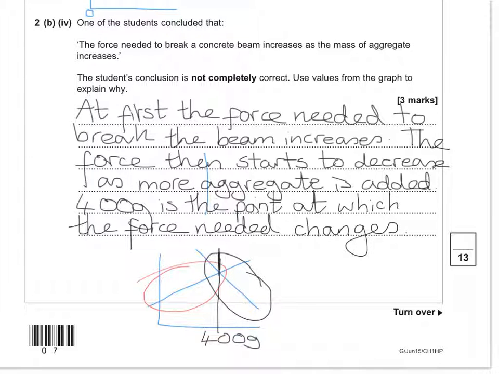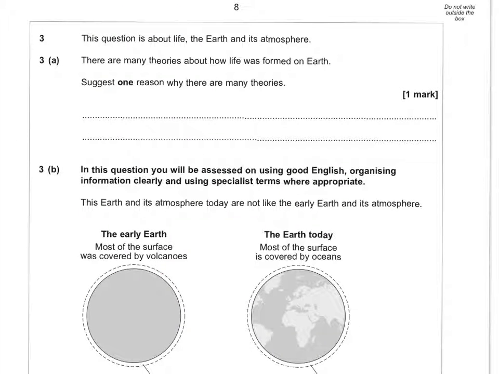All these things are really, really easy to see from the graph. You must make sure that you write them down. If we're looking for 3 marks, we want 3 things from that graph. So first bit of the graph, second bit of the graph, and then where it all starts to change. Moving on to question 3.